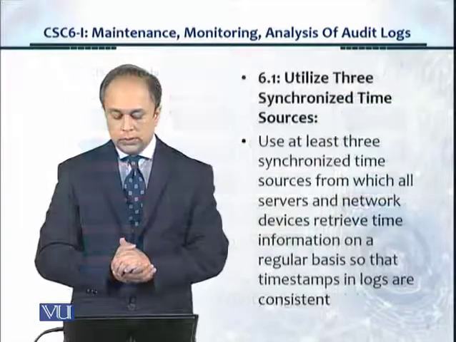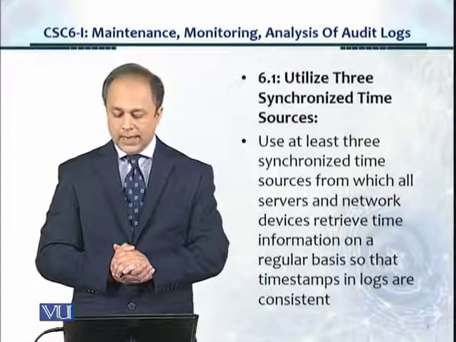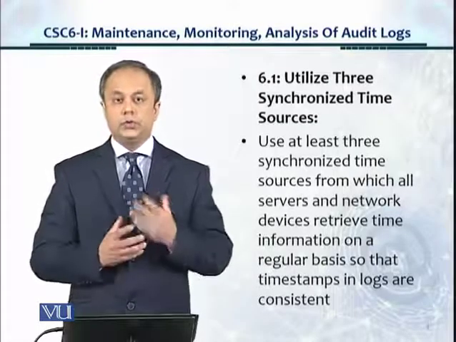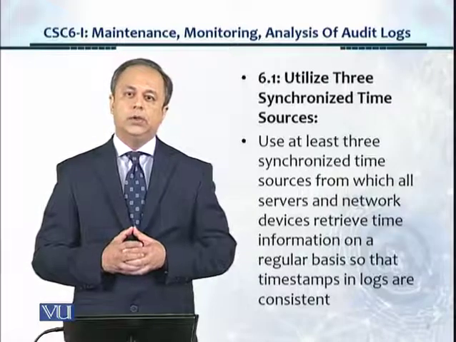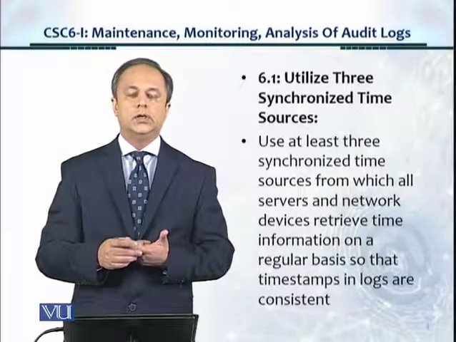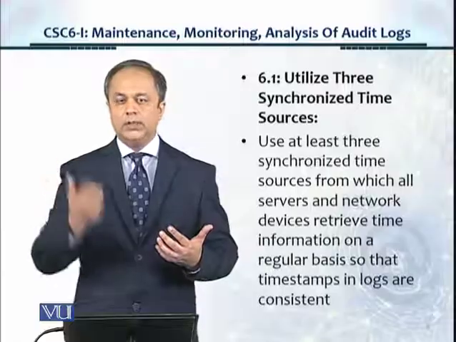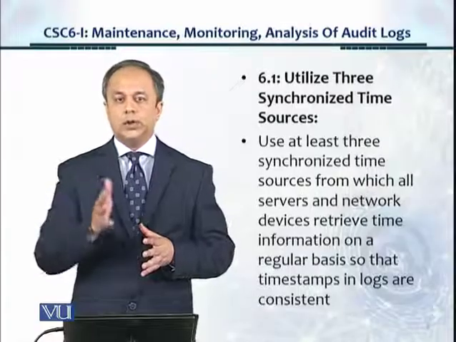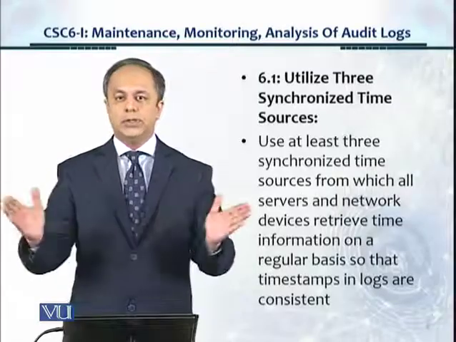Going ahead, we have now reached control number 6, which is maintenance, monitoring, and analysis of audit logs. As you can see, control 6.1 tells us to utilize 3 synchronized time sources. Synchronized time sources really refers to NTP, or network time protocol. These are set up as time sources so that your routers, switches, servers, and all of your IT assets can pick up the centralized time from them. All the audit logs should have the same timestamp, and the system time should be synchronized throughout the IT network.